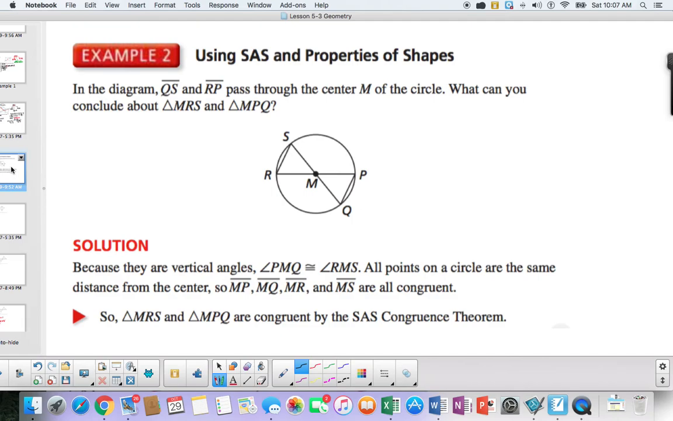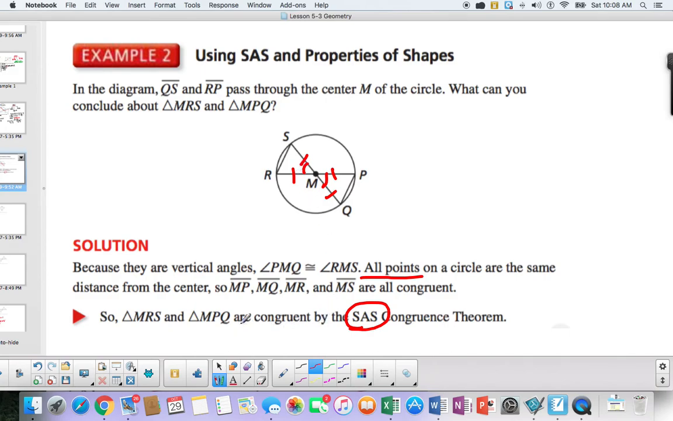All right, in this diagram we have a circle, and what can we conclude about these two triangles? Well, one of the things we can conclude is all of these are congruent to each other because it's a circle, and we know that all points on a circle are the same distance. We also know that these are vertical angles, so we can say that. And now we have our side angle side, so we can say these two triangles are congruent.